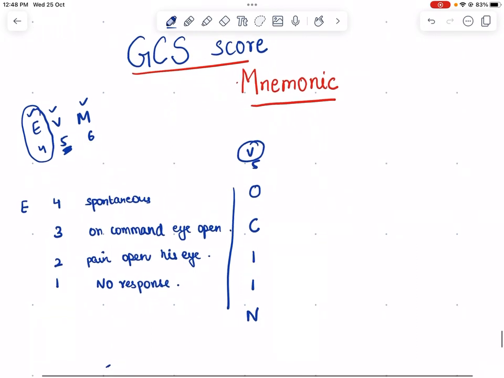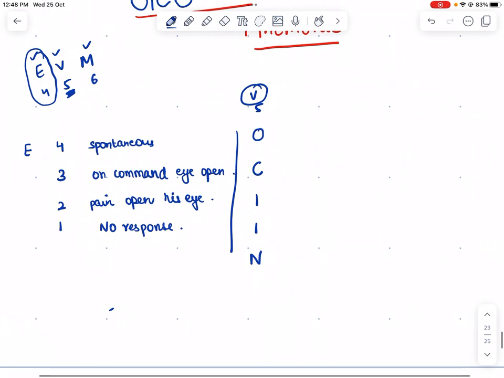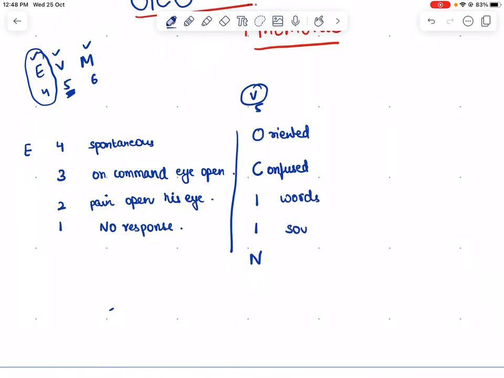So in OCIN, O means oriented. C means confused: the person is confused about his place, like where he is. In hospital, the patient used to ask where I am, how I came here. He is not oriented to his place, he is in a confused state. So for that the C word is there, and I stands for inappropriate words, and after that inappropriate sounds are coming. Like if we ask something from the patient and he used to say yeah, na, e, something like that, then it is this point. Upward, first words will come, after that sounds will come.